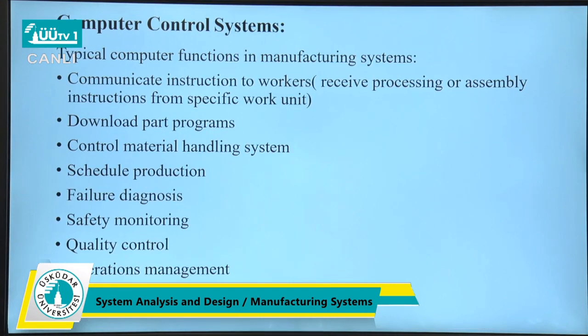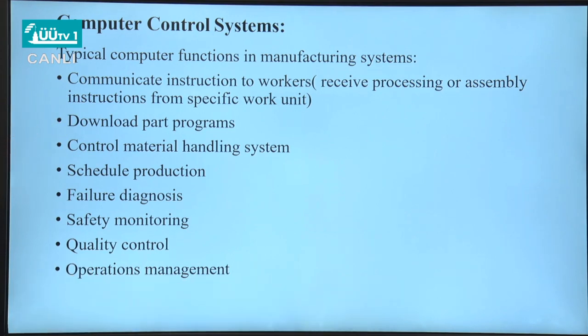So how about the computer control systems? The typical computer functions in manufacturing systems can be listed as given here. For example, the first function can be to communicate instructions to workers, download part programs, control material handling system, schedule production, failure diagnosis, safety monitoring, quality control, and lastly operations management.